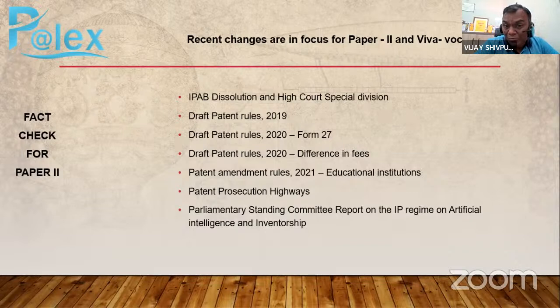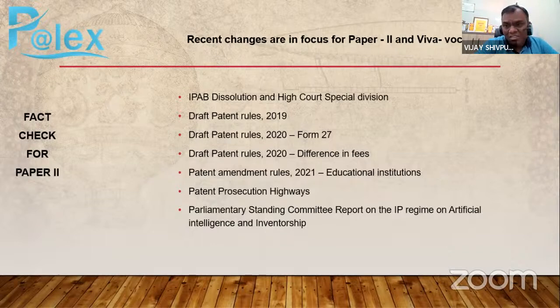Then there were patent draft rules in 19. In 20, there were patent draft rules with respect to Form 27. Patent draft rules 2020, which was with respect to difference in the fees. Patent amendment rules 2021 with respect to educational institutions, which are applied since September 2021. Patent prosecution highways.